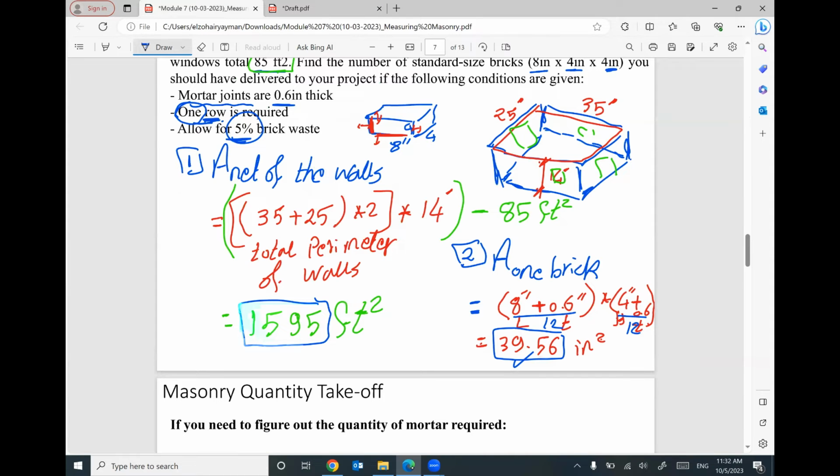Anybody has any question about this example? Any question?